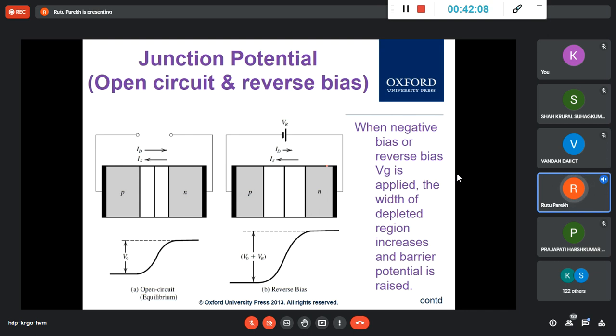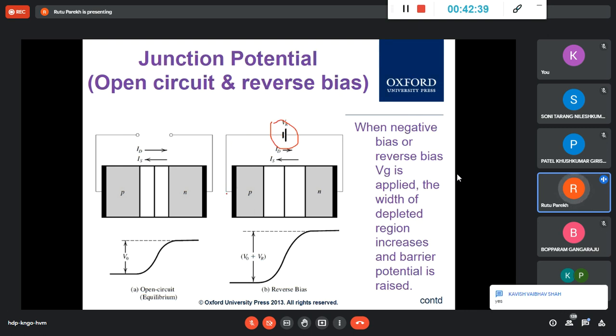And here what is shown is the battery. This little line is positive and the bigger line negative, or what? In a battery, is this positive or negative, the small one? Negative. Okay, very good. So this is negative. So here negative is connected to the positive, and the positive to the negative. And we say this is reverse biased. And why is it called reverse biased?